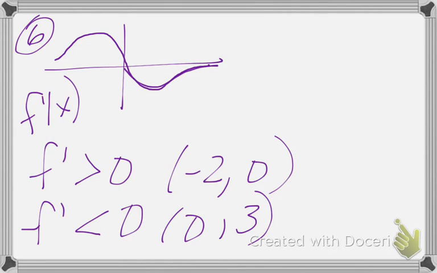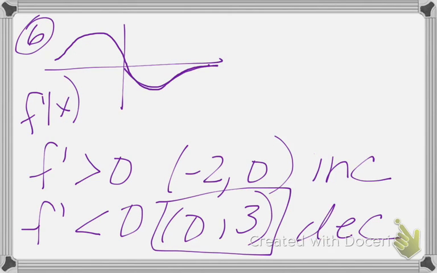Okay, so remember, if the derivative is positive, that means the function is increasing. So that means it's increasing from -2 to 0. If the derivative is negative, that means that the function is decreasing. So the question is asking, where is this function decreasing? So it would have to be from 0 to 3, and that is choice E.